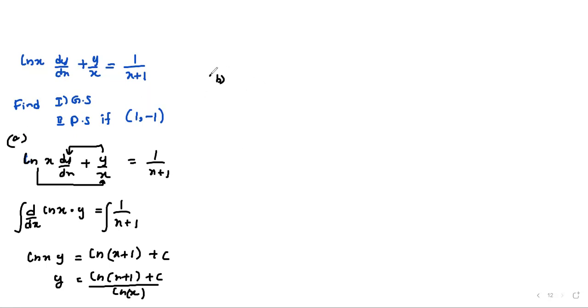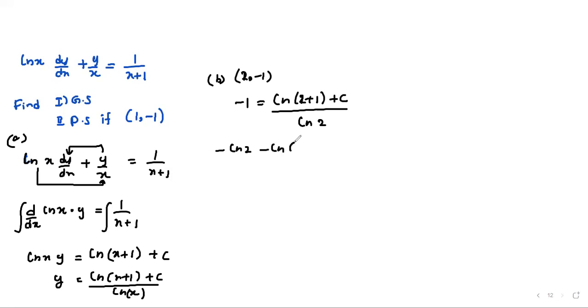Then the particular solution would be, particularly at 1, minus 1, it turns up to minus 1 equals to ln 1 plus 1. But this should be 2, otherwise you don't get the answer. 2 plus 1 plus c over ln 2. So it turns up to minus ln 2 minus ln 3 equals c. So c is equal to, yep. Yeah, that's the answer for that.